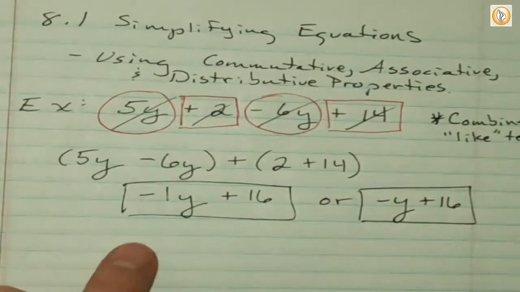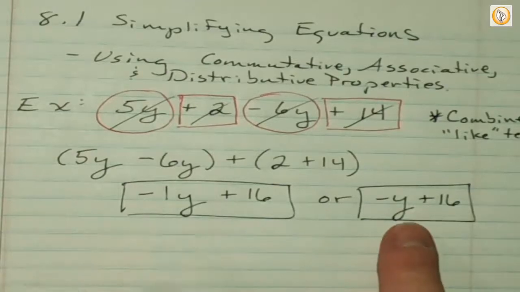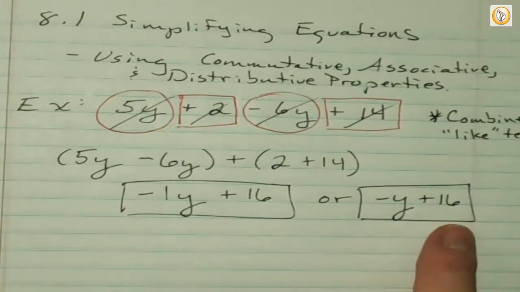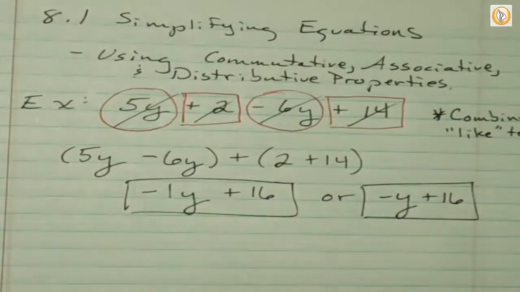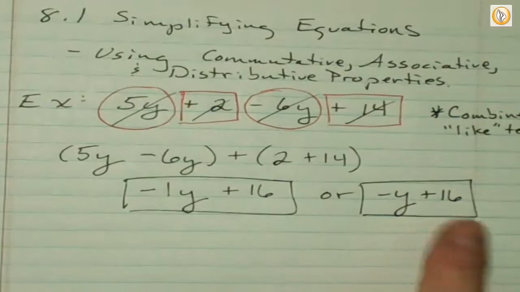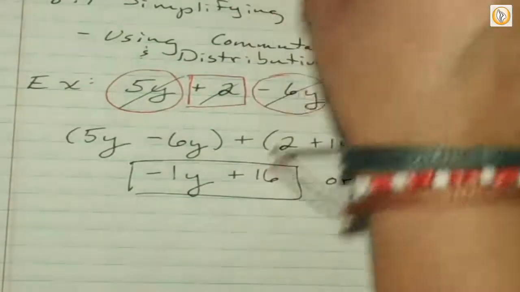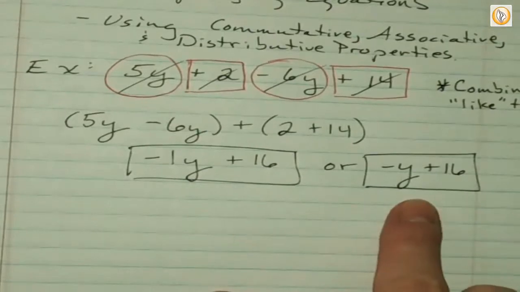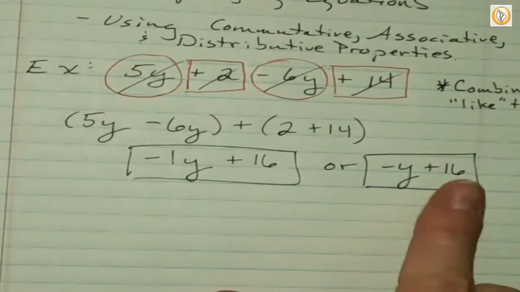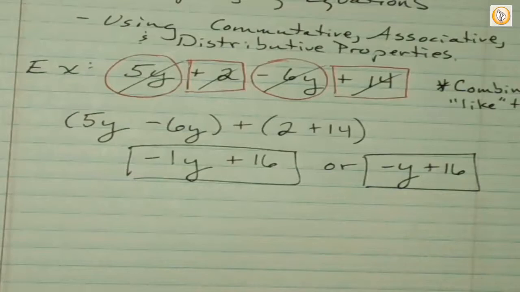Now, can I combine these, the negative y and the 16, boys and girls? No, that's your answer. I'm going to tell you, every time I have kids on the quizzes and tests, they combine these. In fact, earlier this year, you might have been one of them that did that. Just make sure you stop right there. Don't go any further. Any questions?